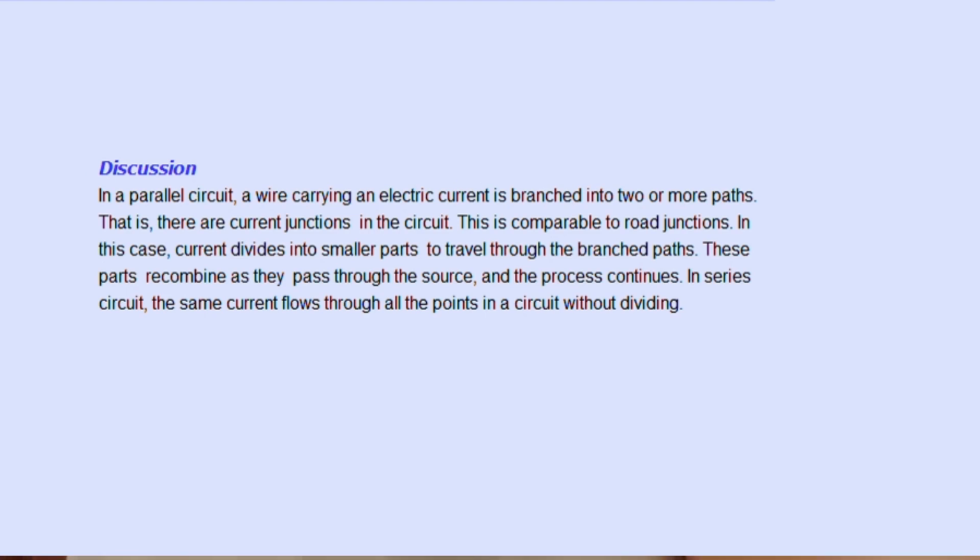In a series circuit, the same current flows through all the points in a circuit without dividing.